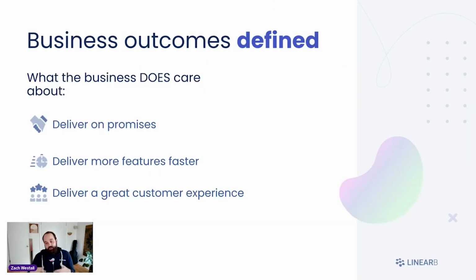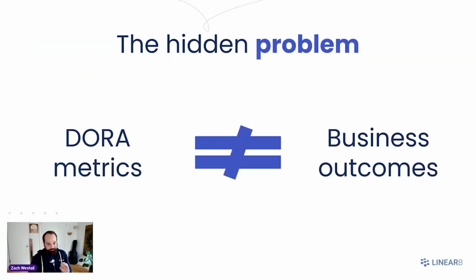So what are some business outcomes? What are the things that the CEO and the rest of the business genuinely care about? Well, they care about engineering's ability to deliver on promises, deliver more features faster, and deliver a great customer experience. That's really what they want, the business outcomes that they want out of engineering. That's truly what they care about. Again, how does DORA relate to that? Well, we're going to get to that, but on the surface, it doesn't. And that's why we're sort of using them wrong. So the hidden problem: DORA metrics don't always equal business outcomes. The 2 are not the same thing.